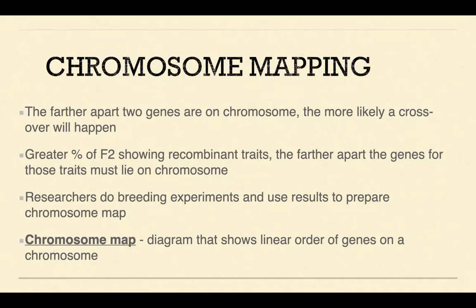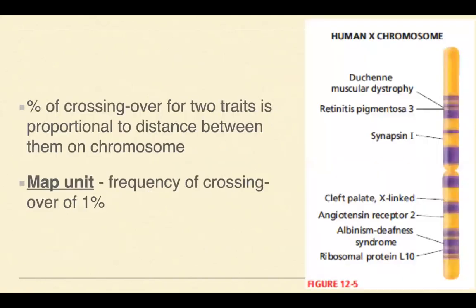The greater percentage of F2 showing recombinant traits, the farther apart the genes for those traits must lie on the chromosome. So the more variety you see, the farther apart those genes are. That's what that means. Researchers do breeding experiments and use the results to prepare what's called a chromosome map. This is a diagram that shows the linear order of genes on a chromosome, like so.